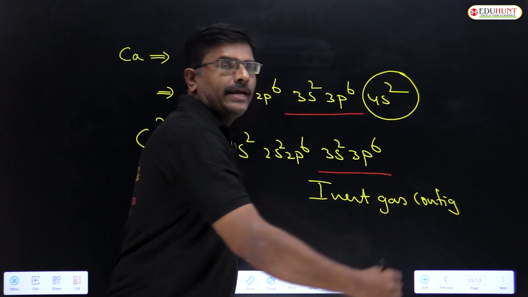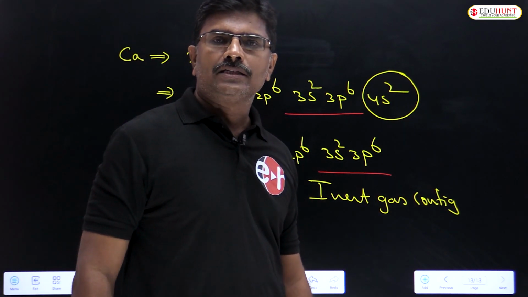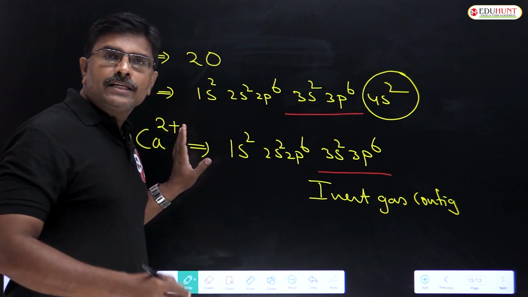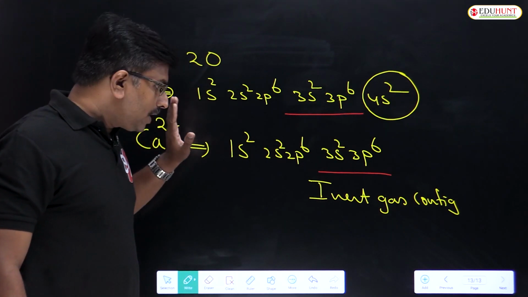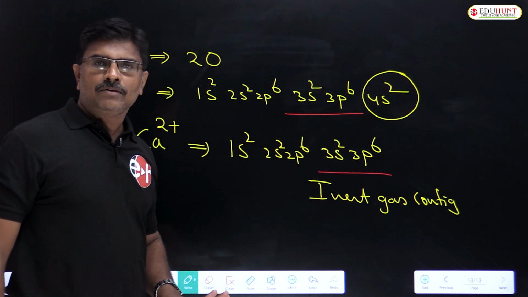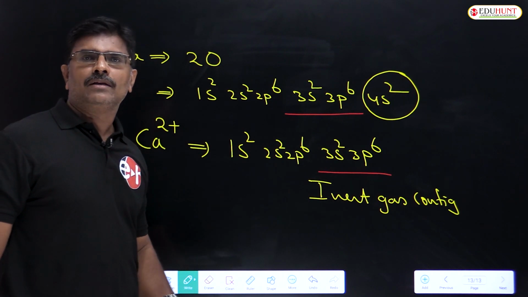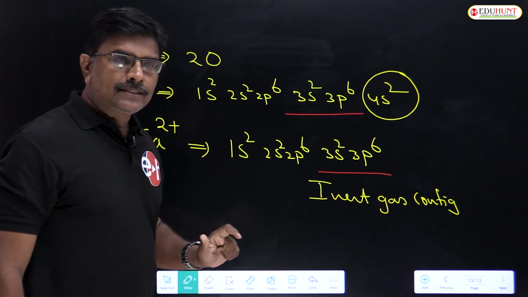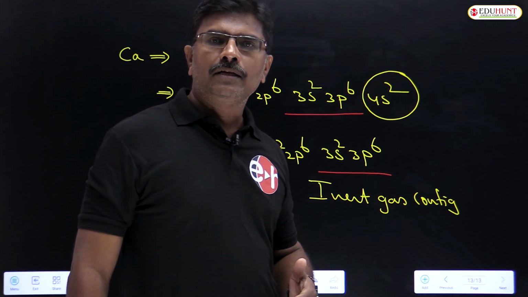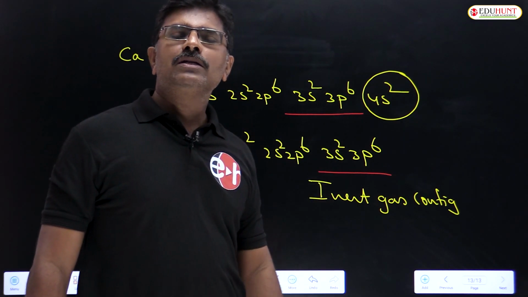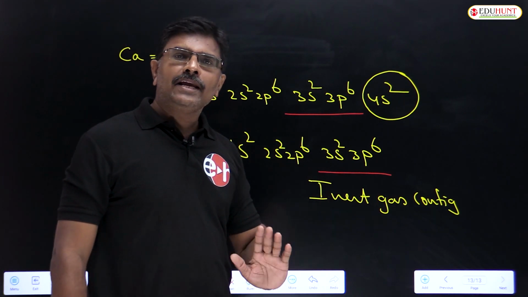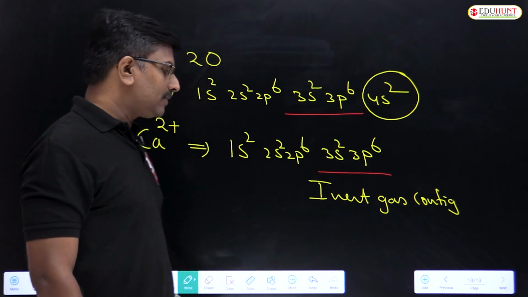What is this one? Inert gas configuration. So calcium converting itself to Ca2+ ion, what is the configuration it is acquiring? Inert gas configuration, which is more stable. Whereas if you consider the Zn2+ ion formation, whose formation involves the pseudo inert gas configuration, which is relatively less stable. Let us see that one.